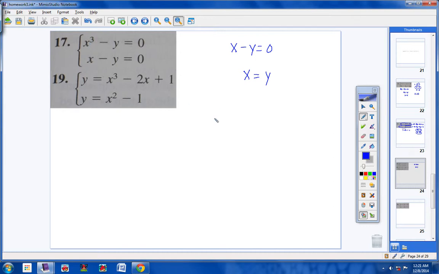So I have x cubed. So put a y for x. Y cubed minus y equals 0. Okay? Now here we go. Y to the third power is y cubed. Factor out a y. And you're left with y squared minus 1.